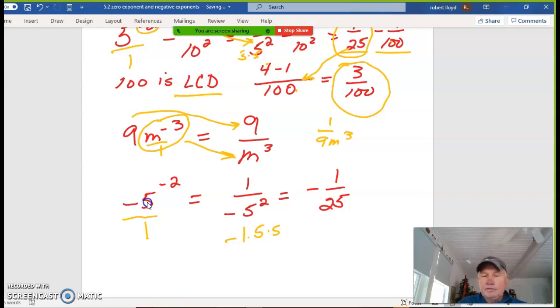Likewise, if we have a negative 5, working with just a number, to the negative 2 power, this has to change position. Keep in mind that the sign of the number does not change, just the sign of the exponent. So we have 1 over negative 5 squared. Remember, you apply the negative last. So this is like a negative 1 times 5 times 5, negative 1 over 25.